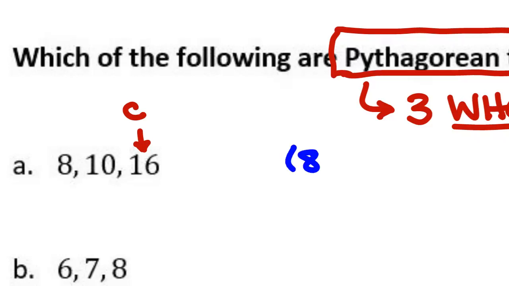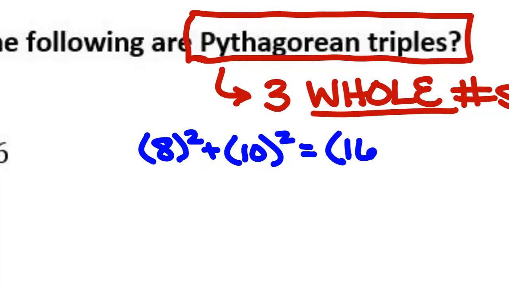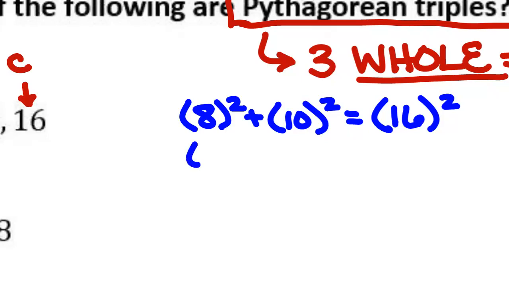So I would have 8 squared plus 10 squared equals 16 squared. Well, I know 8 squared is 64. I know 10 squared is 100. What is 16 squared? 256.